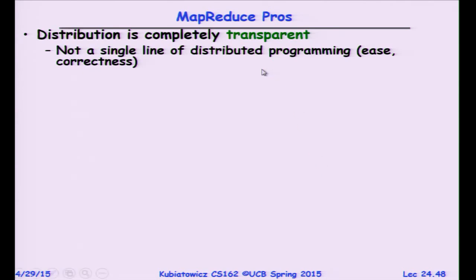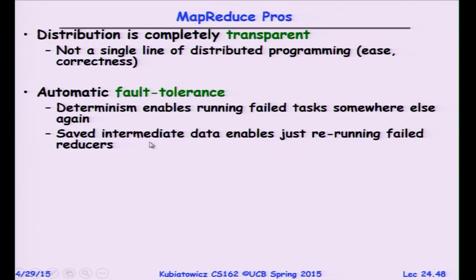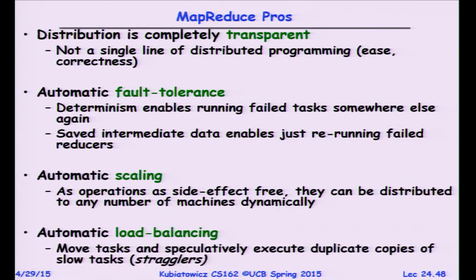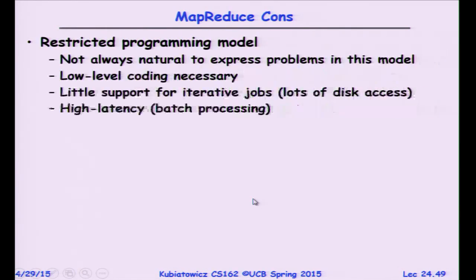So, pros of this is it's completely transparent, so it doesn't matter if I'm running on 100 or 1,000 nodes, the right thing happens. It's fault tolerant automatically because it's deterministic and I can restart. And it scales automatically, as there are no operations that have side effects, and so I can basically just add more nodes to it if I have a bigger job. Okay, and the load balancing happens just by adding more nodes in there. And so the cons, of course, is it's a restricted programming model. Okay, you can't always do everything as a MapReduce.